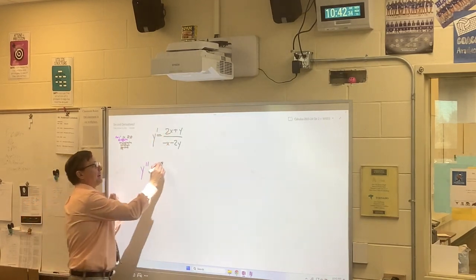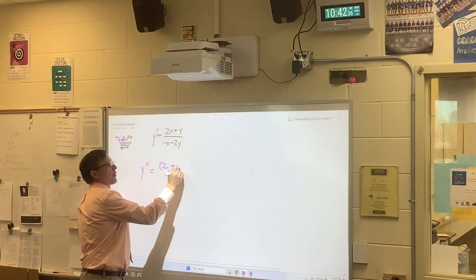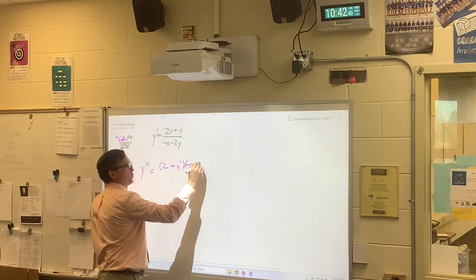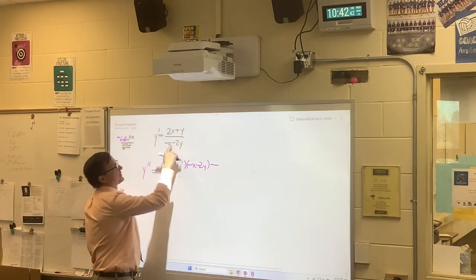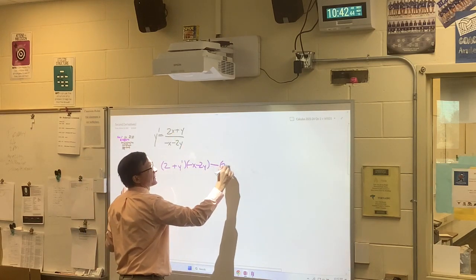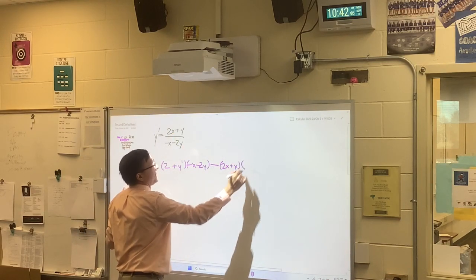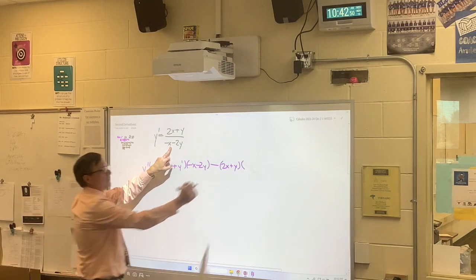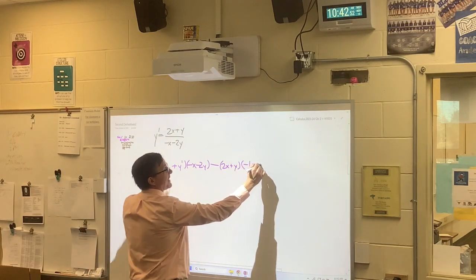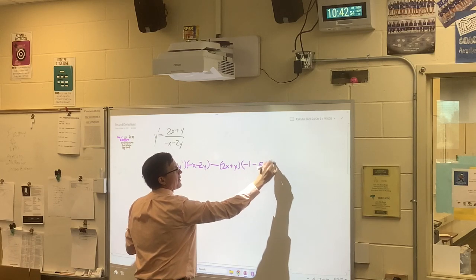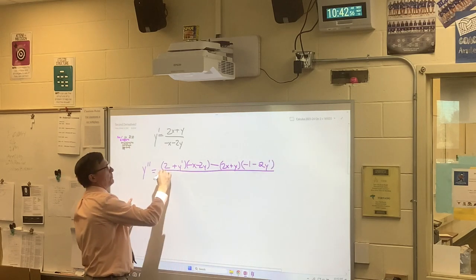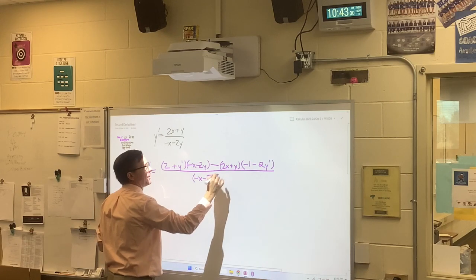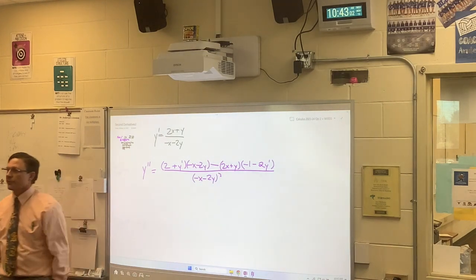Derivative of the top, 2 plus y prime, times the bottom, negative x minus 2y, minus, everybody, I'm going to write the top, 2x plus y, now the derivative of the bottom. Derivative of negative x is negative 1. Derivative of negative 2y is negative 2y prime, all over negative x minus 2y quantity squared. Everybody, if you got here, awesome.